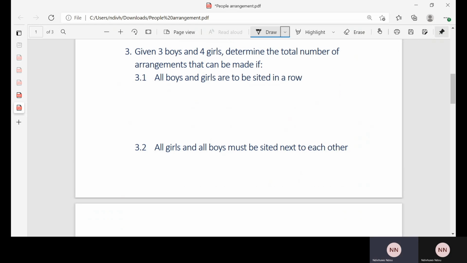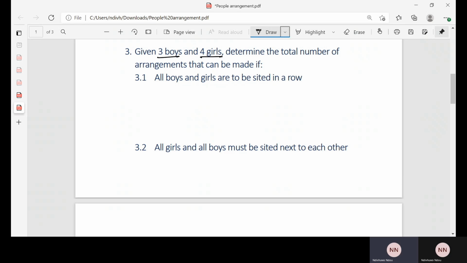You are given 3 boys and 4 girls. The question says determine the total number of arrangements that can be made if. So now we have some restrictions here. We have 3 boys and 4 girls. They want us to determine the total number of different arrangements that can be made given these restrictions. The first restriction, 3.1: if all boys and girls are to be seated in a row. If all boys and all girls are to be seated in a row, how many chairs will we need to seat all these people?